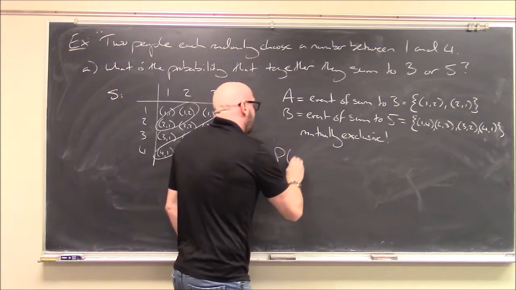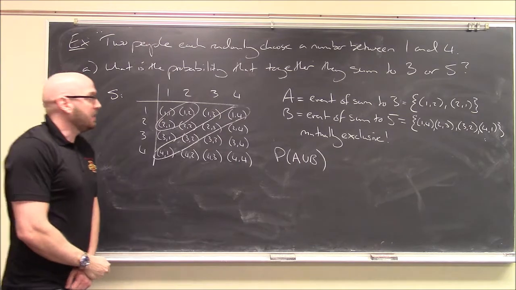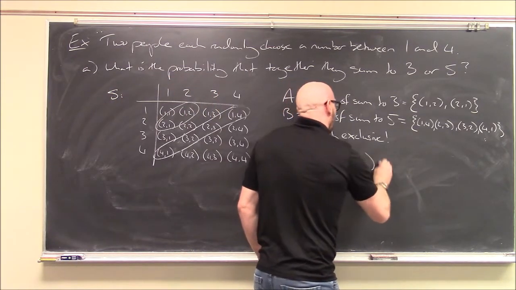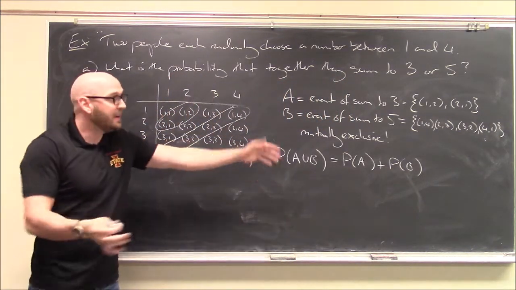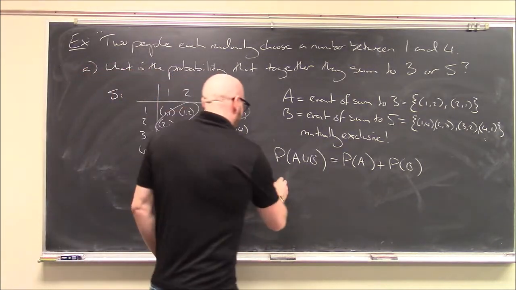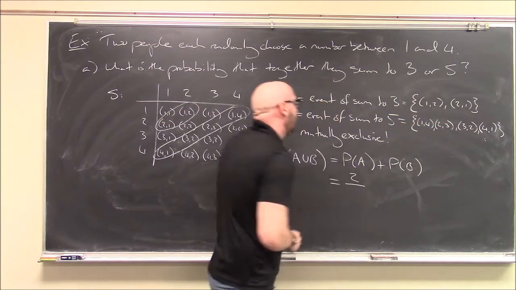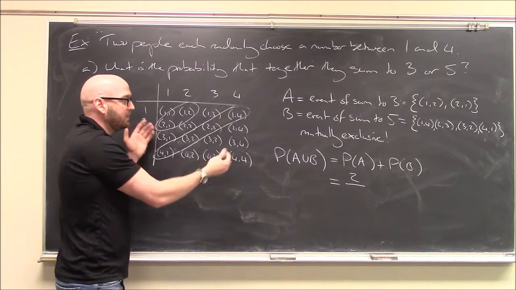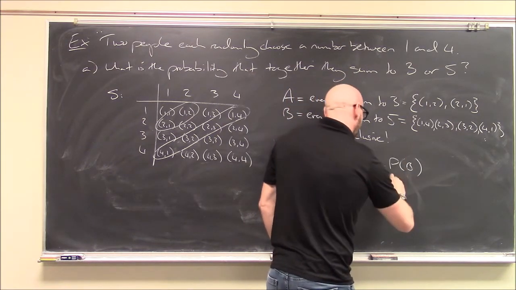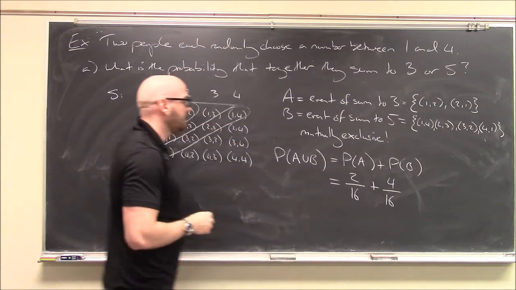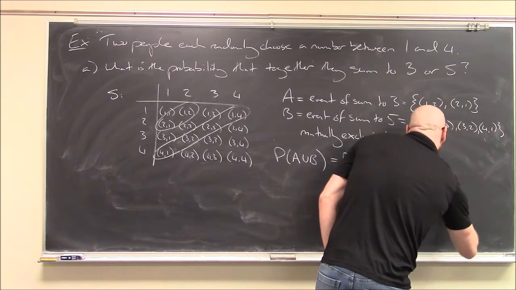And therefore, the probability of A or B, I want to find the union of these two events, is just the probability of A plus the probability of B. Remember, I don't have to subtract off the probability of the intersection because there is no intersection, it's the empty set. And that means, well, what's the probability of A? It's the number of elements in A, 2, over the total number of elements in the sample space, which is 16. And the probability of B is 4 elements in B over 16 total possible outcomes. So just adding these together, we've got 6 over 16, or 3 over 8.